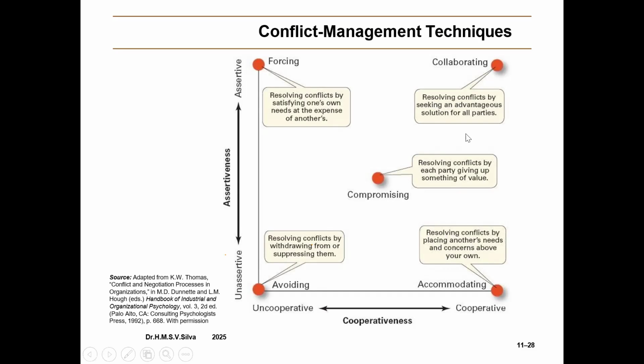But this is the best one, collaborative. Both are cooperative, and both are assertive or confident over the issue, resolving conflict by seeking an advantageous solution. This is a place where we can draw a win-win solution. This win-win solution is long lasting. A sustainable solution can be derived because both parties are very cooperative, well understanding about each other, as well as about the conflict.